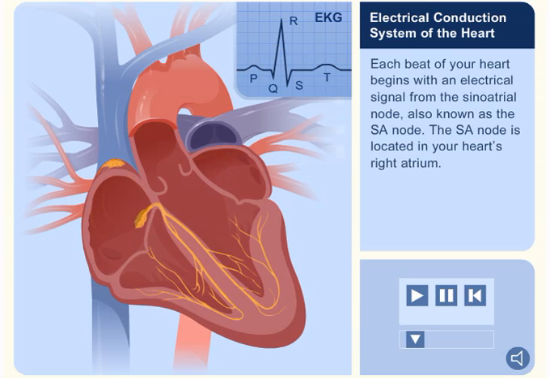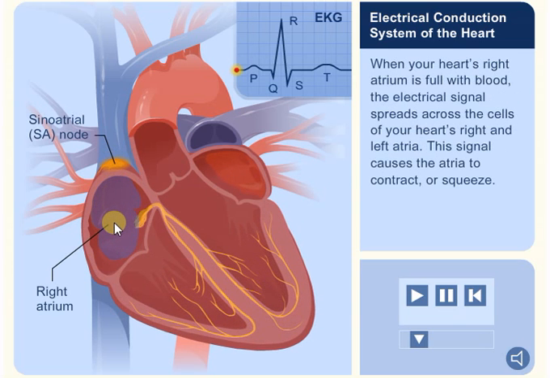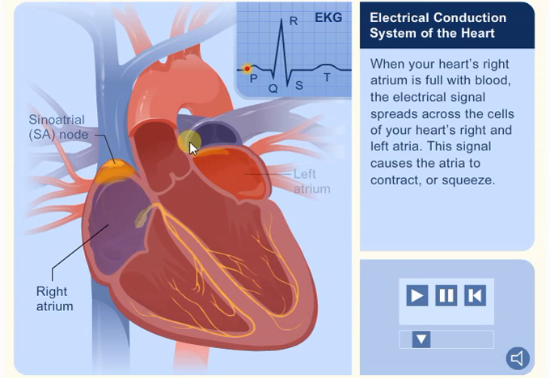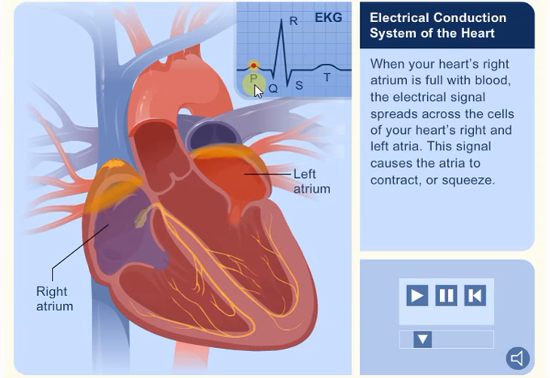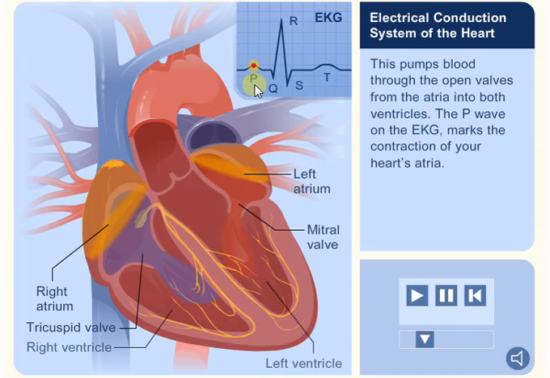Each beat of your heart begins with an electrical signal from the sinoatrial node, also known as the SA node. The SA node is located in your heart's right atrium. When your heart's right atrium is full with blood, the electrical signal spreads across the cells of your heart's right and left atria. This signal causes the atria to contract, or squeeze. This pumps blood through the open valves from the atria into both ventricles.